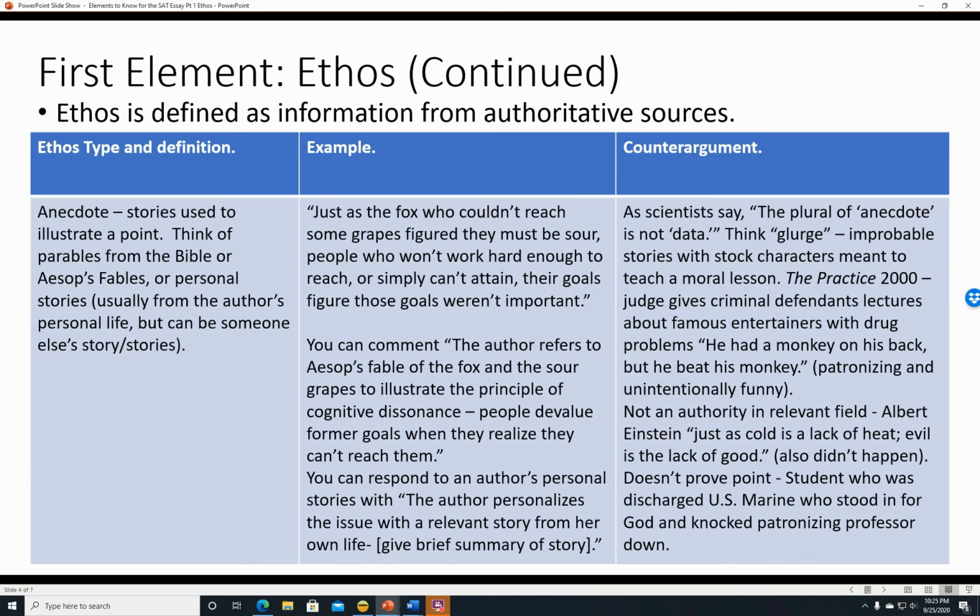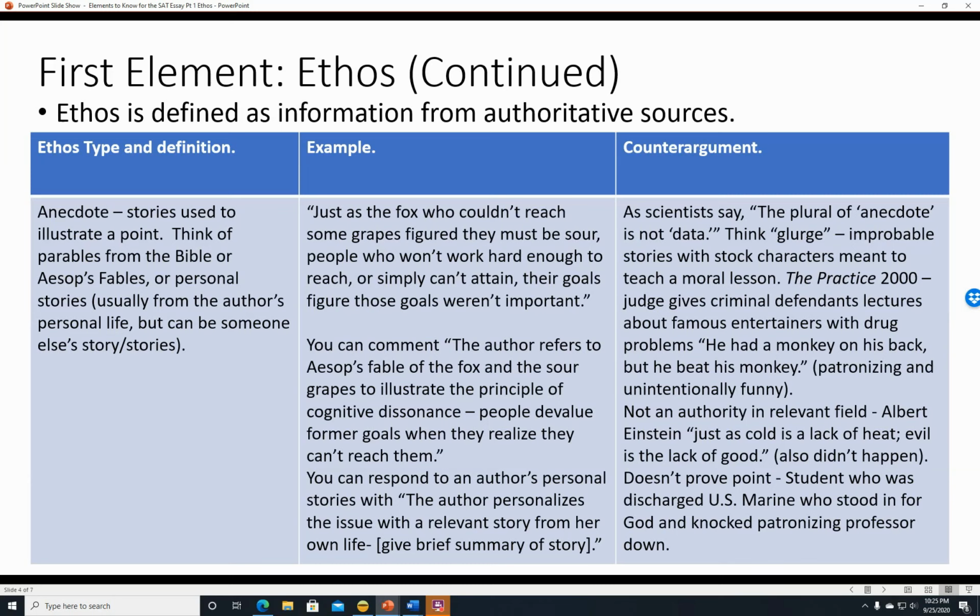Albert Einstein, even if he did give that little speech, just as cold is a lack of heat, evil is the lack of good, it doesn't prove the point, because Albert Einstein's an authority on physics, not theology, and that kind of goes from science to theology, so you don't have to believe what he says about the existence of God just because he's a really good physicist. Doesn't prove the point.